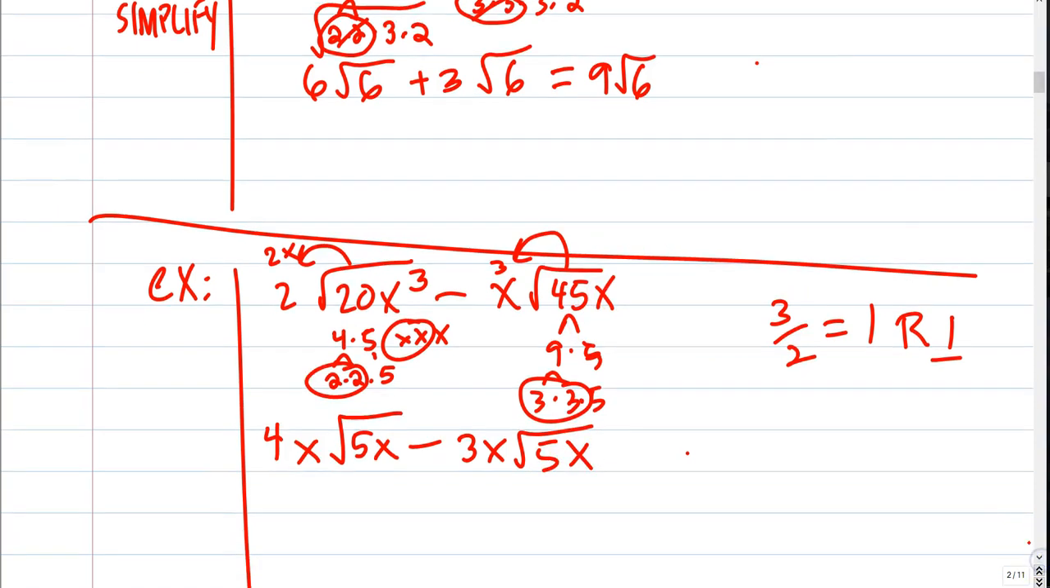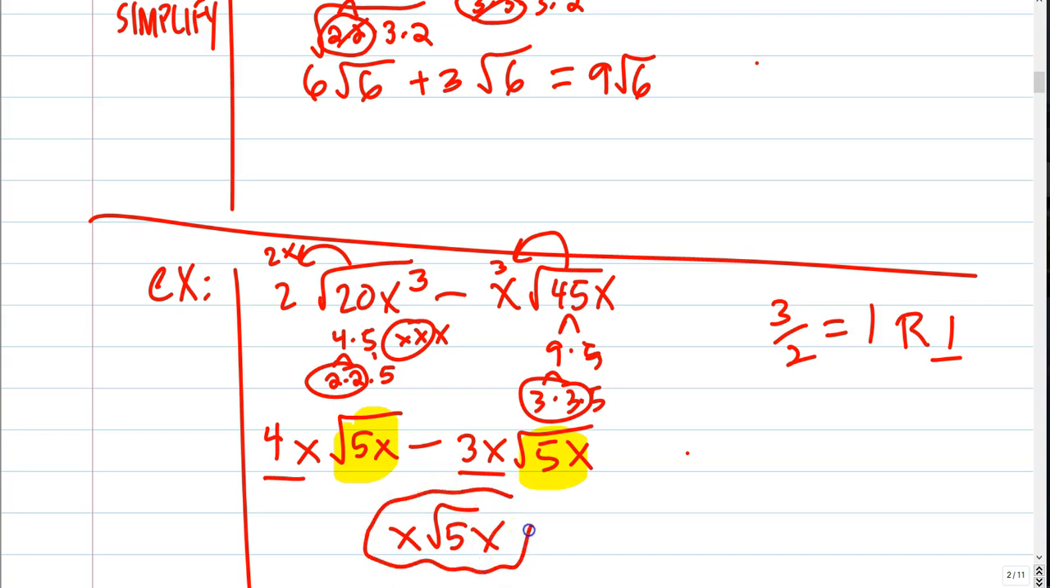Are these like terms? Well, are the radicals the same? If they are, then we can add the coefficients. We can add this in the front. So 4x minus 3x is just x square root of 5x. Another way of thinking about this is that these both have this root 5x in common. So it's almost like thinking we could factor out. And if I pull that out from both of them, I'm left with 4x minus 3x.